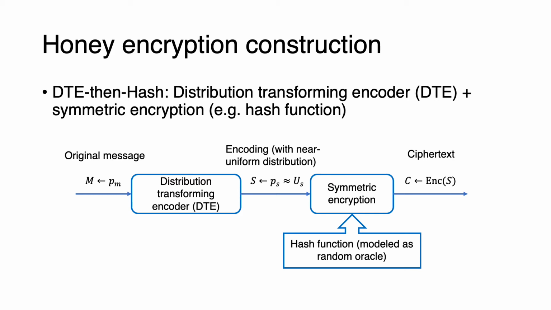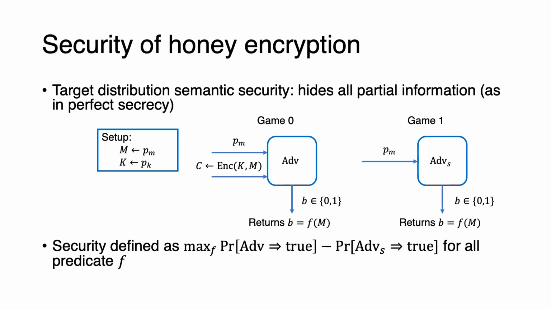This two-step construction, which is called DTE-then-Hash, is a standard framework to construct a honey encryption scheme, and is proved to achieve the security goal we are about to define. We now move on to the security definitions of honey encryption.